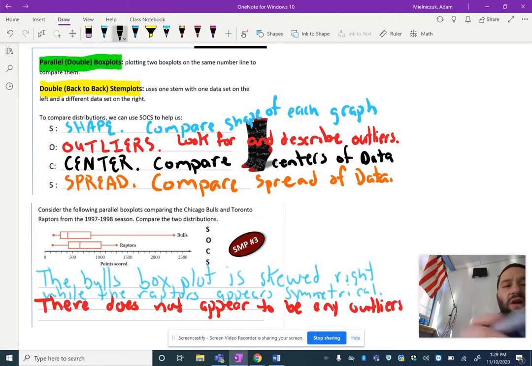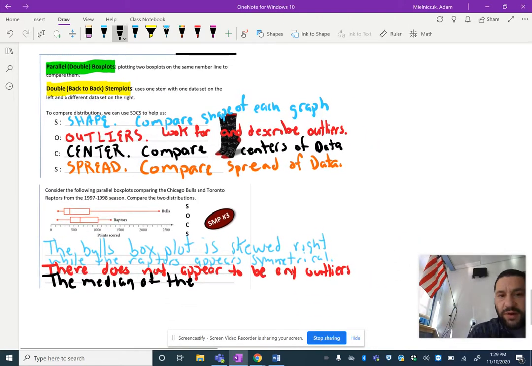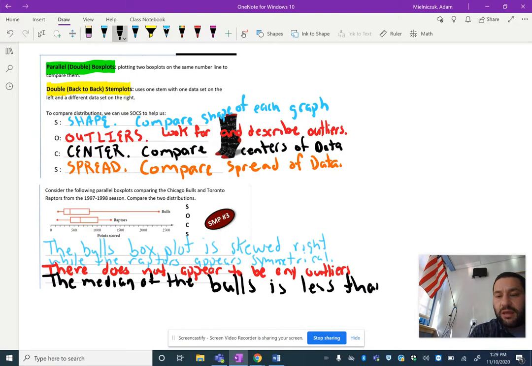Now let's take a look at our center. So let's think about this. Compare the centers of the data. So I would say, what's the center again? That's the median. So the median of the Bulls, let me just minimize this a little so we can see it better and I can write more. The median of the Bulls, or the center of the Bulls, is less than the Raptors. So a nice easy statement like that.